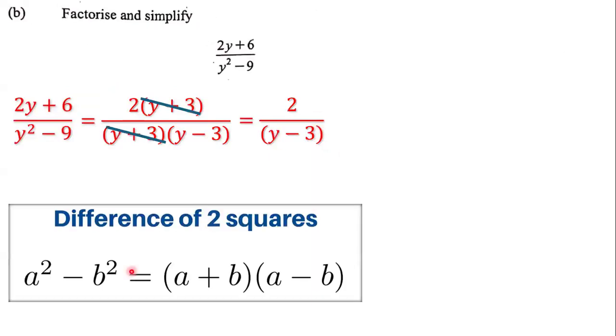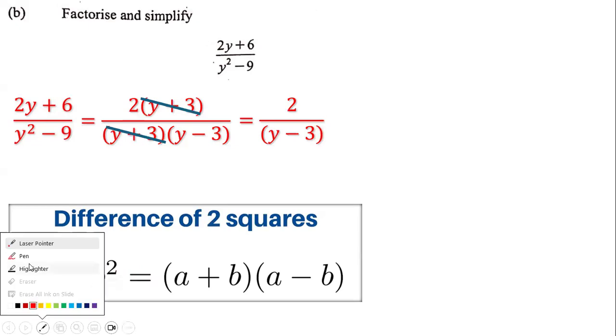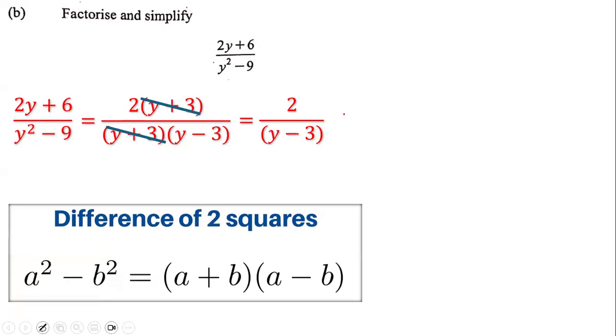And what we can do is we can remove the parentheses. So this is going to be equal to 2 all over y minus 3, without the parentheses at the bottom. And so our answer to this algebraic expression that we have to factorize and simplify is 2 all over y minus 3. And that's the answer to this particular question.